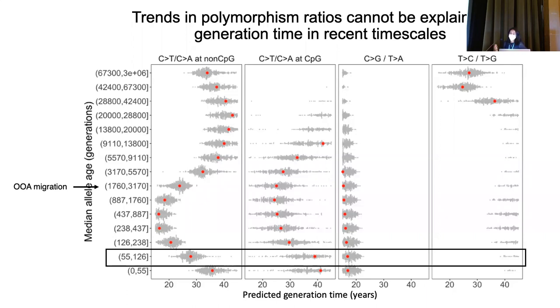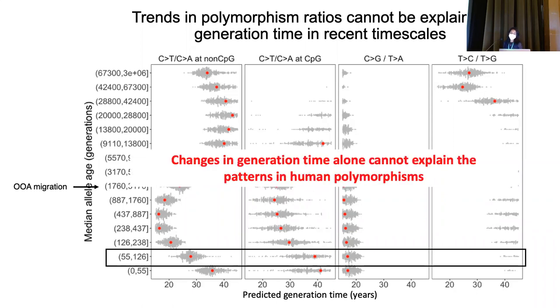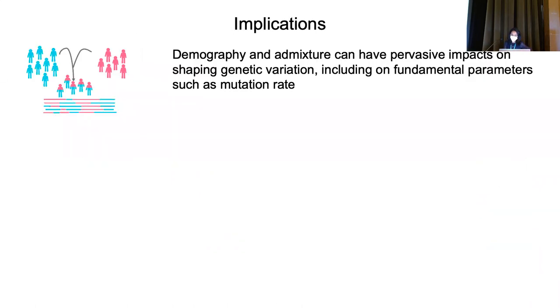These patterns are also similar. Similarly, the patterns over time are also hard to explain just based on variation in generation time. And this suggests that changes in generation time alone cannot explain the patterns that we see across human polymorphisms.